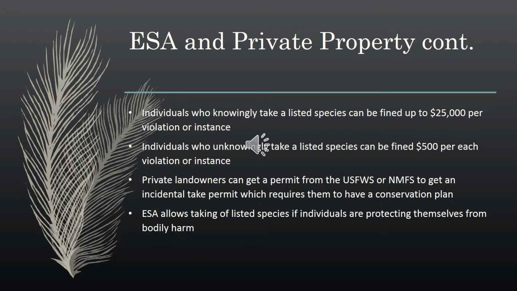Individuals who knowingly take listed species can be fined up to $25,000 per violation or instance, and individuals who unknowingly take listed species can be fined $500 per each violation or instance. Private landowners can get an incidental take permit from the U.S. Fish and Wildlife Service or the NMFS, which requires them to have a conservation plan. And the ESA allows taking of listed species if individuals are protecting themselves from bodily harm.